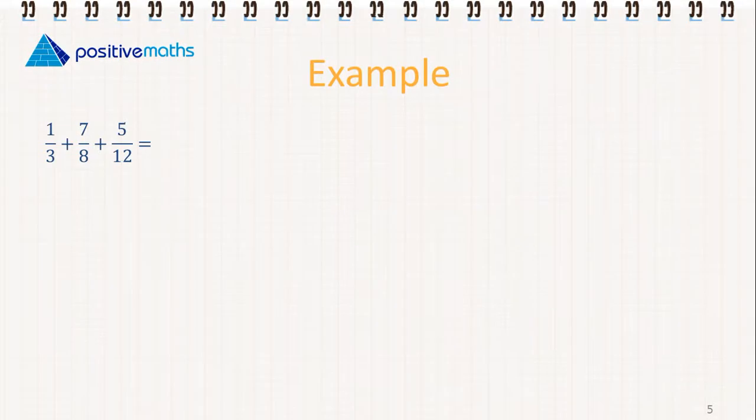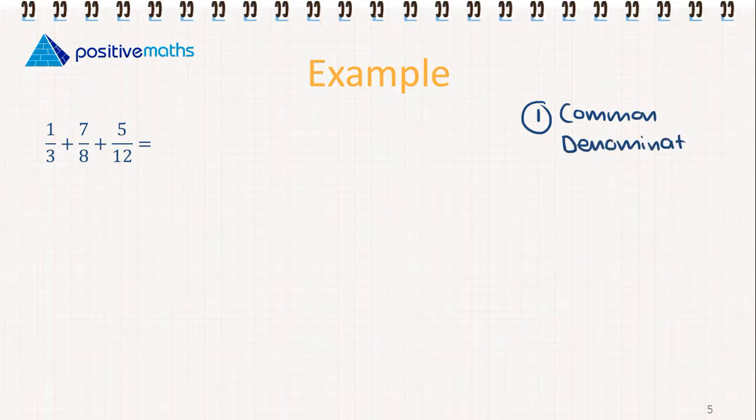Okay, let's go through another example. This time we have 3 fractions, all with different denominators. So the first step is finding the common denominator. We'll write our steps on the side. Okay, so we're going to find the common denominator. We must list our 3 numbers and the multiples of each.